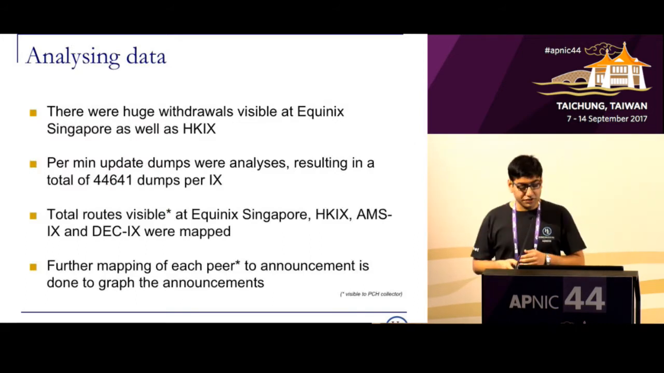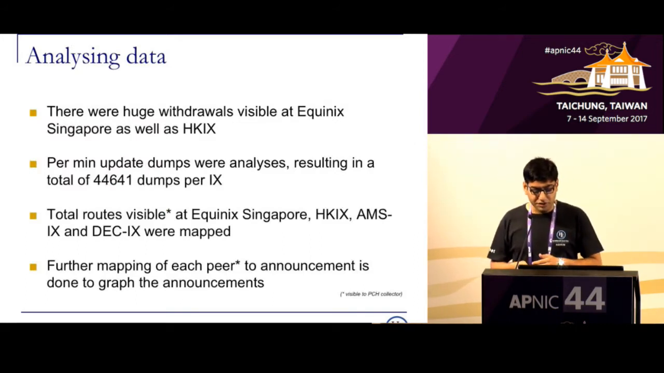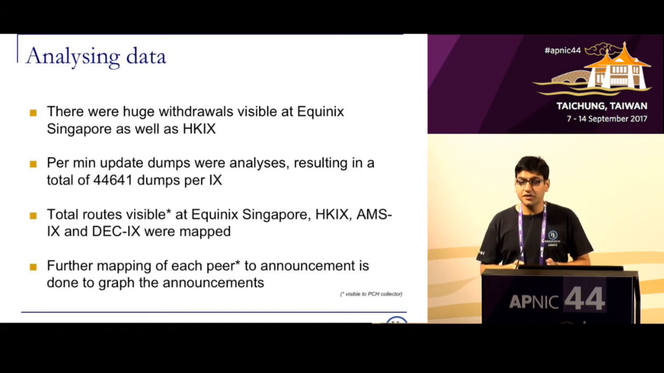So as I said, the route withdrawals were visible. We looked into the dumps to analyze it. There were two key data sets which we looked into. One was the withdrawal information, which is available in the form of BGP dumps, and the other was the show IP BGP dumps in text form which PCH publishes. For the entire month, there were around 44,000 dumps per exchange.